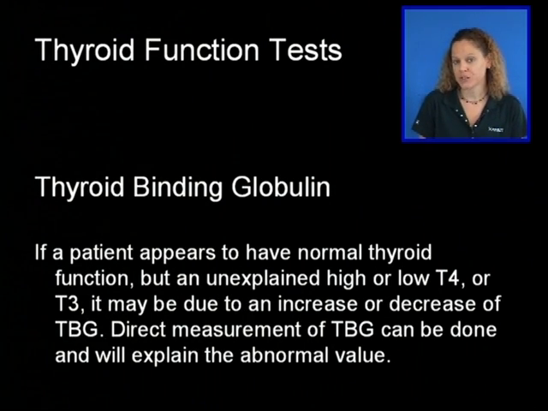If a patient appears to have normal thyroid function, but an unexplained high or low T4 or T3, it may be due to an increase or decrease of TBG. And direct measurements of TBG can be done and will explain the abnormal value.